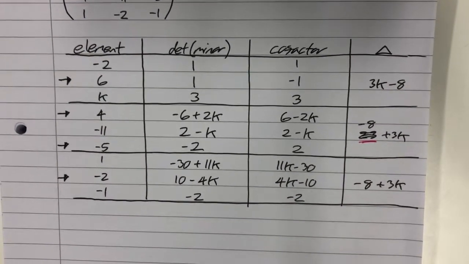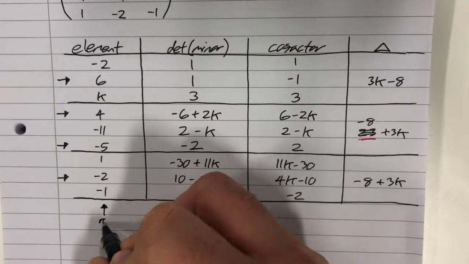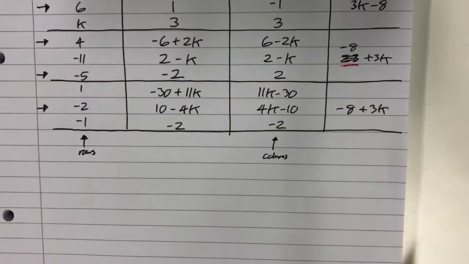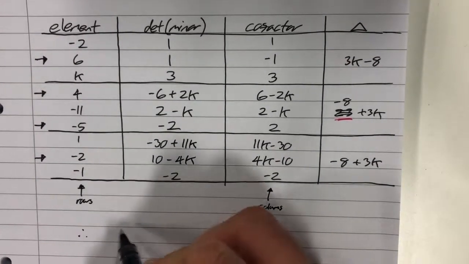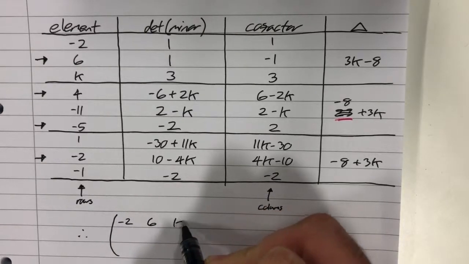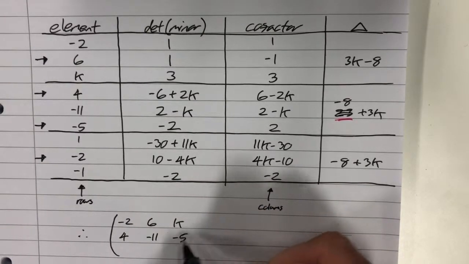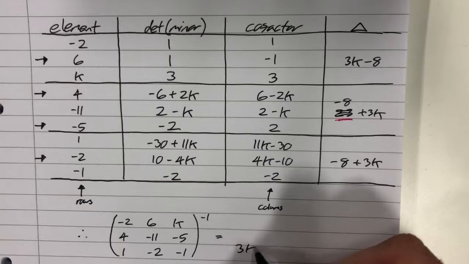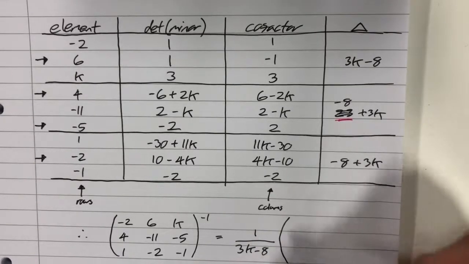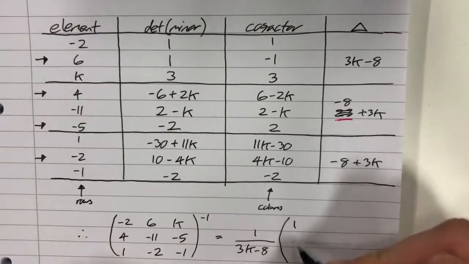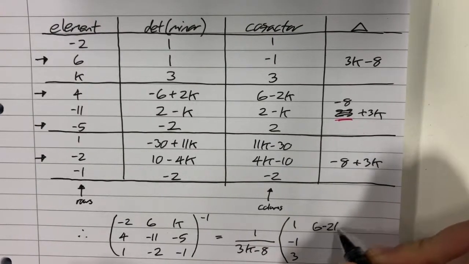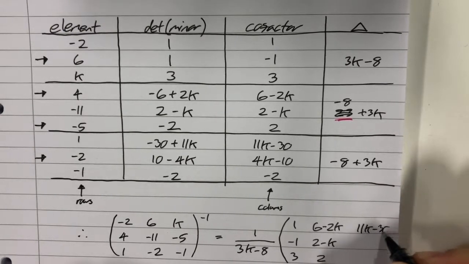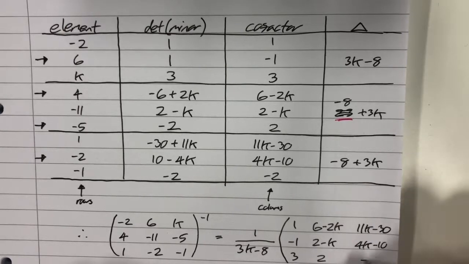And now I can do exactly what I did before. These were the rows, so therefore these are going to be the columns. So I can state then that the matrix minus 2, 6, k, 4, minus 11, minus 5, 1, minus 2, minus 1, to the minus 1 is equal to 1 over 3k minus 8, and these are going to be the columns. So 1, minus 1, 3, 6 minus 2k, 2 minus k, 2, 11k minus 30, 4k minus 10, and minus 2.